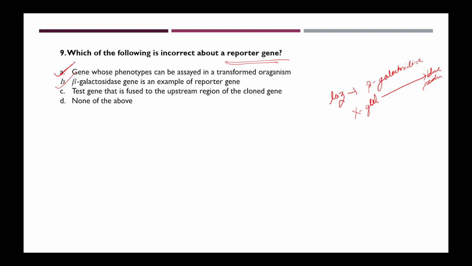Another option is that a test gene is fused to the upstream region of the cloned gene. It should be in the downstream region of the cloned gene. Both are correct. Actually, upstream you can also do it. If you have a gene of interest which starts from the ATG, in the same frame you can clone your reporter gene as well, maintaining the frame, like ATG and then the next three codons. The addition should not disrupt the ORF frame of this one. So upstream you can also put it.